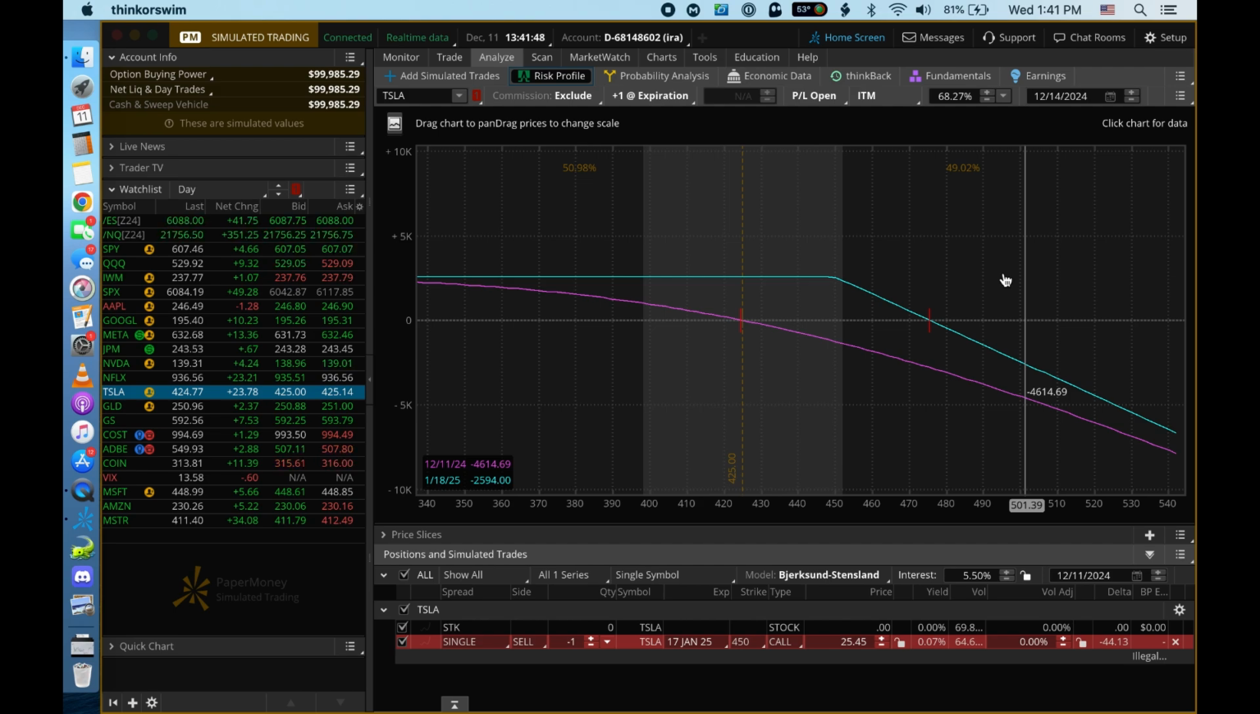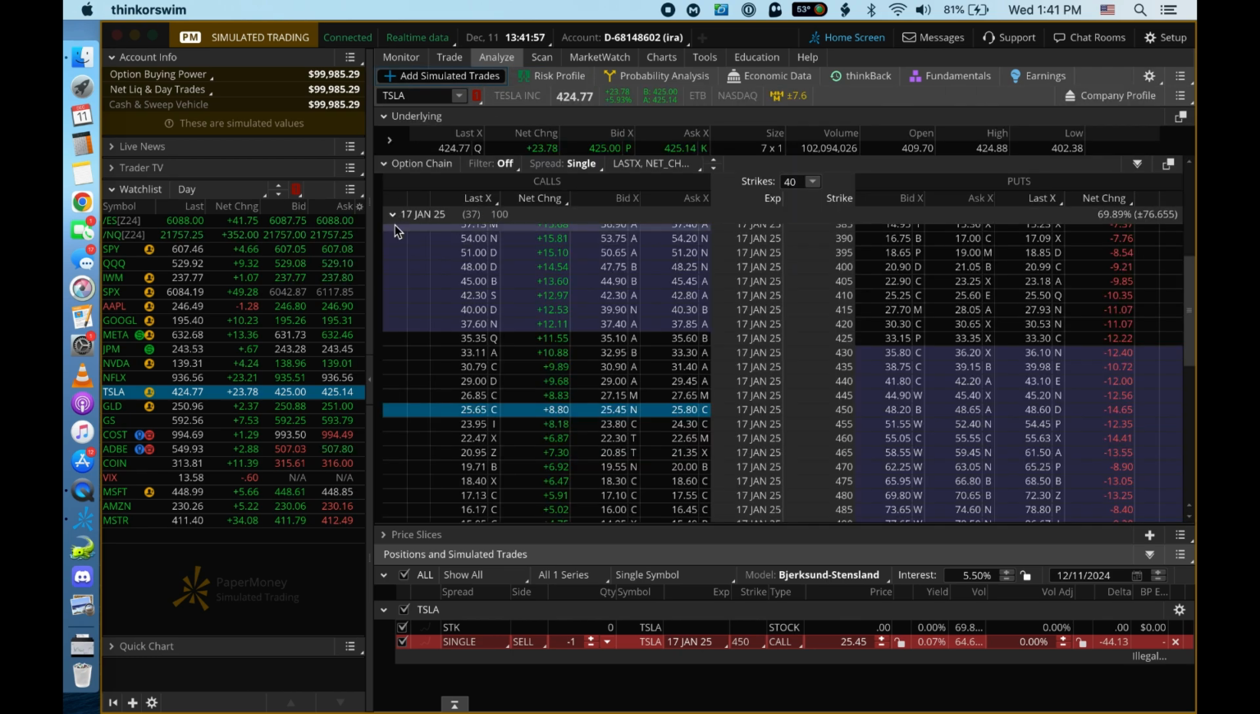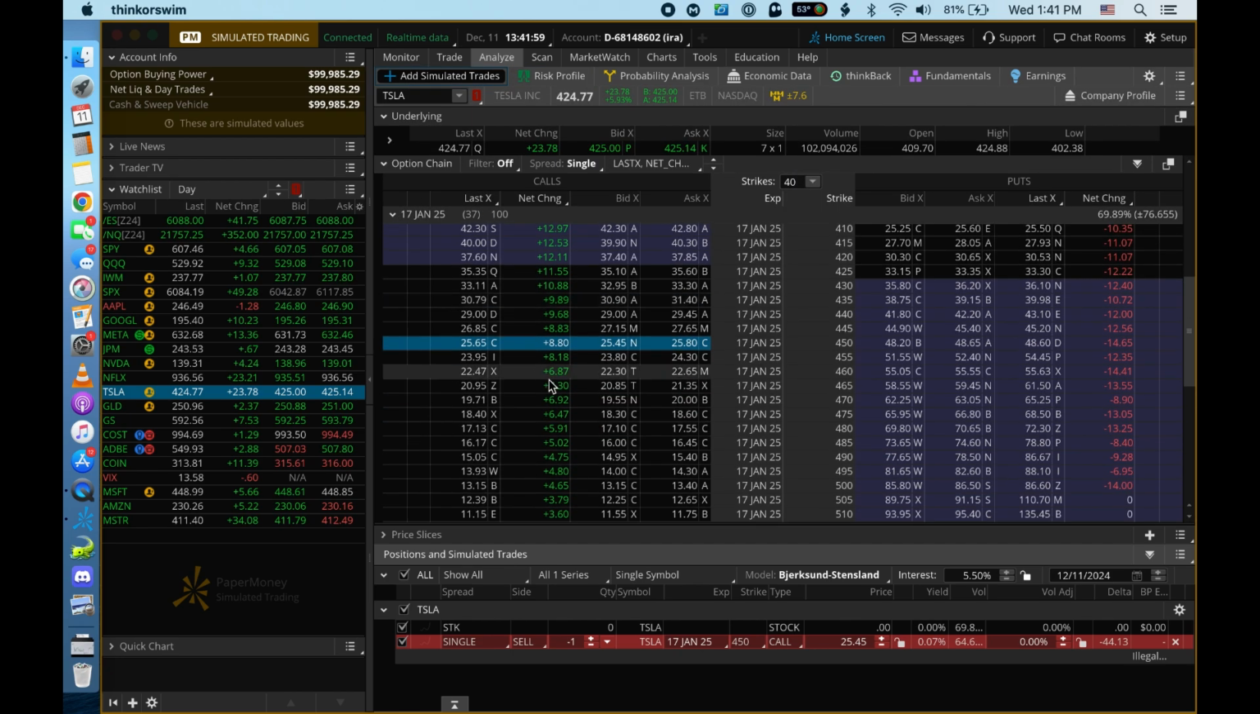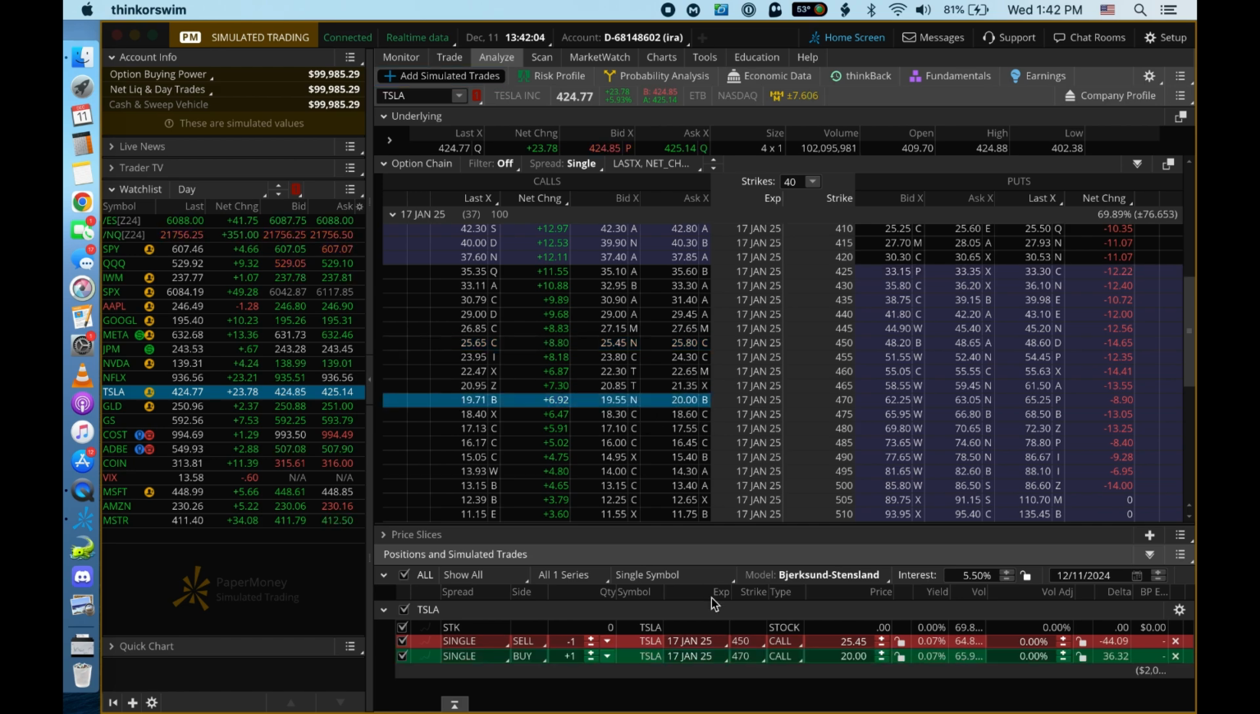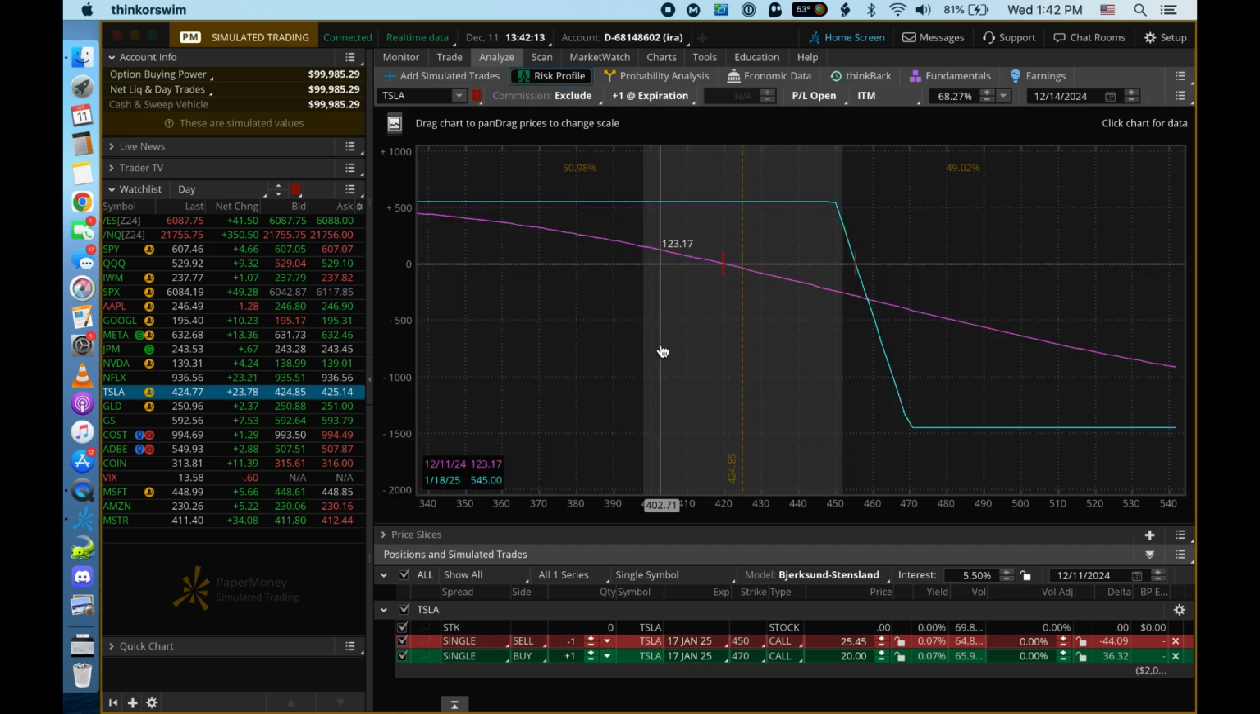So let's say that we want to protect our downside right here at 470. So I'm going to go back to the option chain in the same expiration series, and we're going to buy the 470 long call. So we are short the 450 and we are long the 470. Let's go back to the risk profile and see what happens. Now we have a trade that looks like this. Our new maximum potential profit is $545.